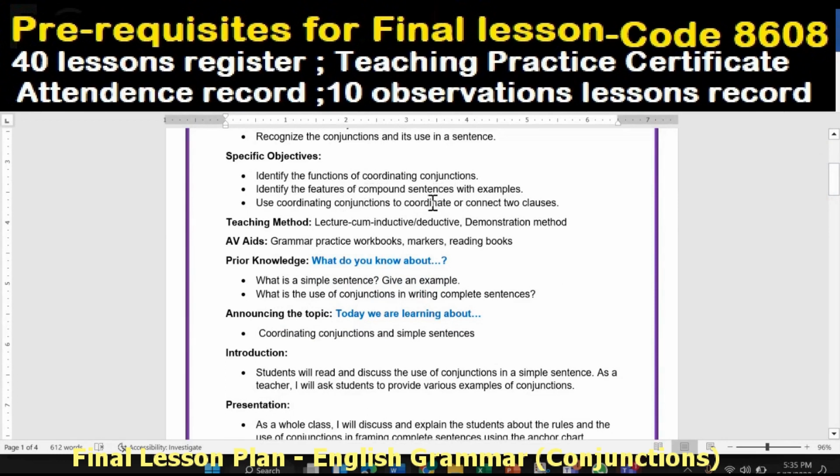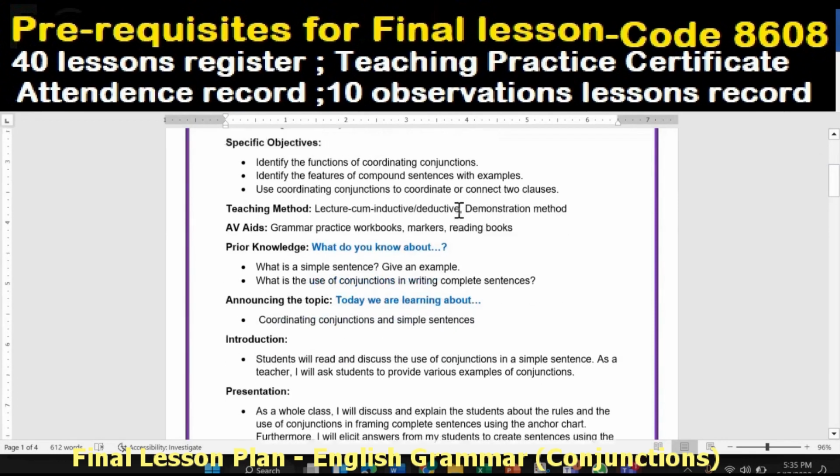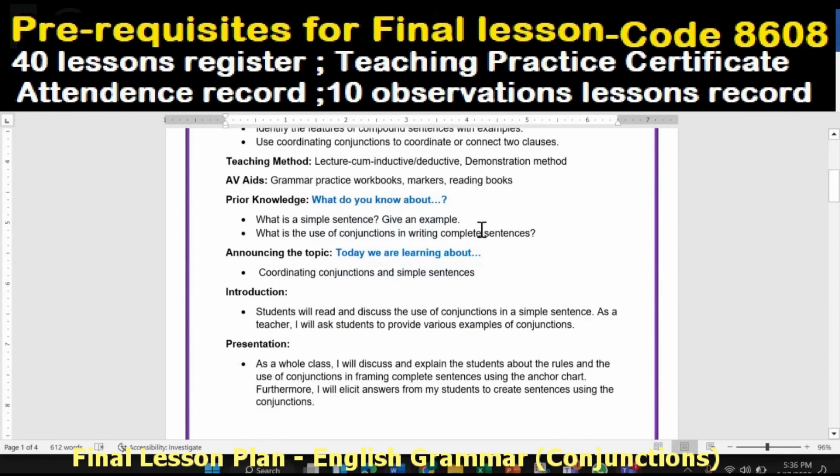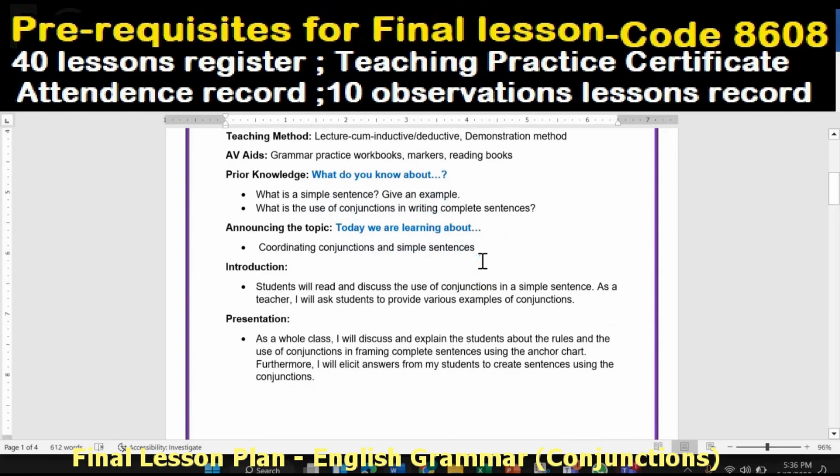to create compound sentences. So my specific objectives will be to identify the functions of coordinating conjunctions, their features in a compound sentence with examples, and coordinating conjunctions, how they are used to connect two clauses. Because as you know, every sentence has a subject and a predicate, and it's connected with another sentence which has a subject and a predicate, so that creates clauses. So conjunctions are used to create the connection between those two clauses.